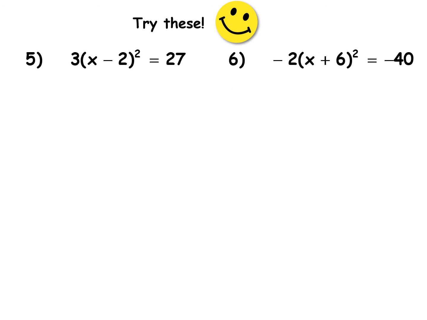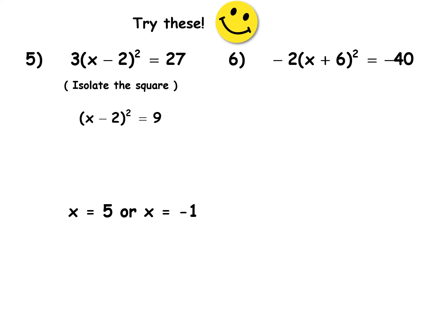Okay, put the video on pause and try these. Did you get that one right? So you're going to isolate the term that is squared. So now you've got x minus 2 squared. That whole quantity is squared. So you're going to isolate the square by dividing by 3.